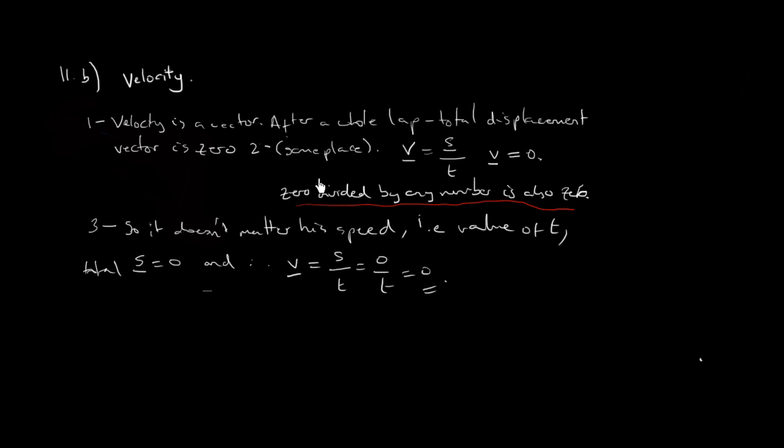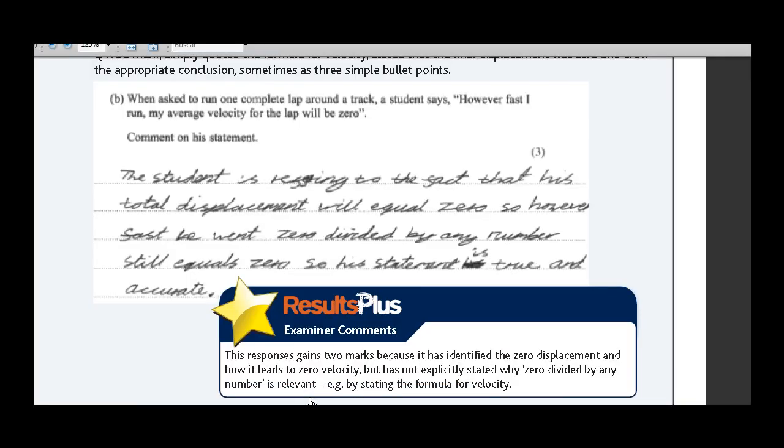And then the third mark is the one that most students don't get. And here I'm going to pull up the mark scheme so that you can see that I'm basing this statement on what they're saying. The particular student who answered this question said that his total displacement will be equal to 0, so however fast he went, 0 divided by any number still equals 0. So his statement is true and accurate.